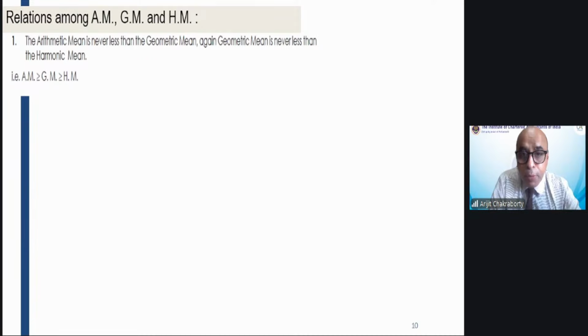So dear students, please understand and keep these important relationships in mind, because based on these logic, statements, parameters, relationship, you will be facing questions in the exam. So the first relation is AM shall always be greater than or equal to GM. In turn, GM will be always greater than or equal to harmonic mean, HM. This is the first relation.